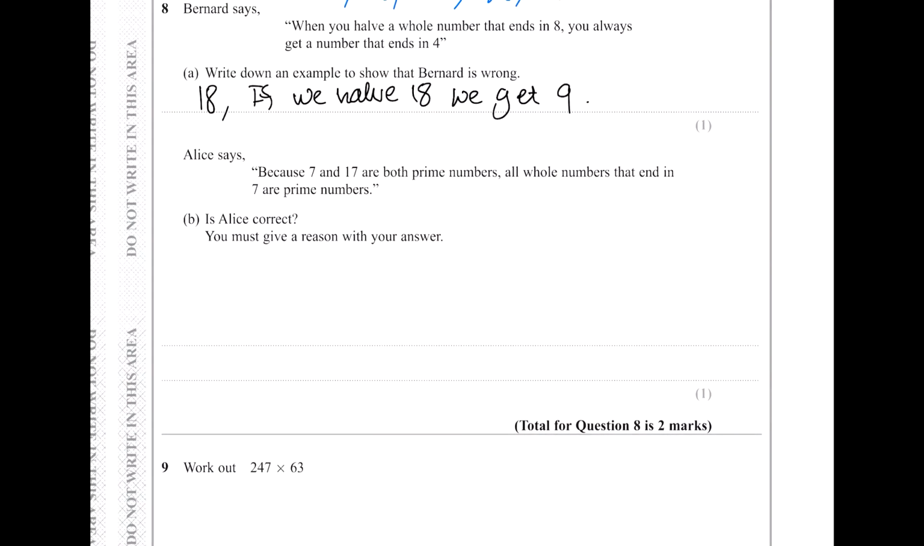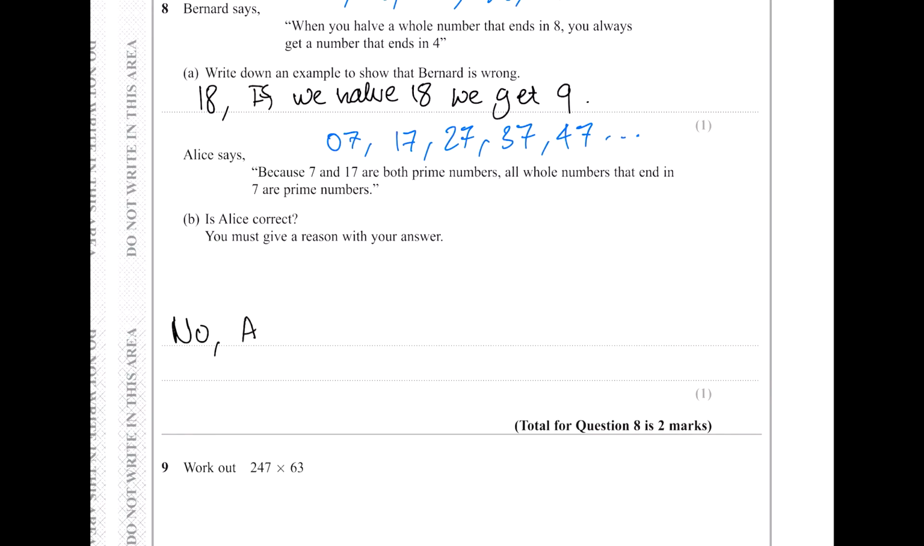The next one says, because 7 and 17 are both prime numbers, all the whole numbers that end in 7 are primes. Again, list out the numbers which end in 7. We have 7, 17, 27, 37, 47, and so on. I'm going to say the first one that comes to mind is 27. So 27 is the one that I'm going to use. So is Alice right? Nope.